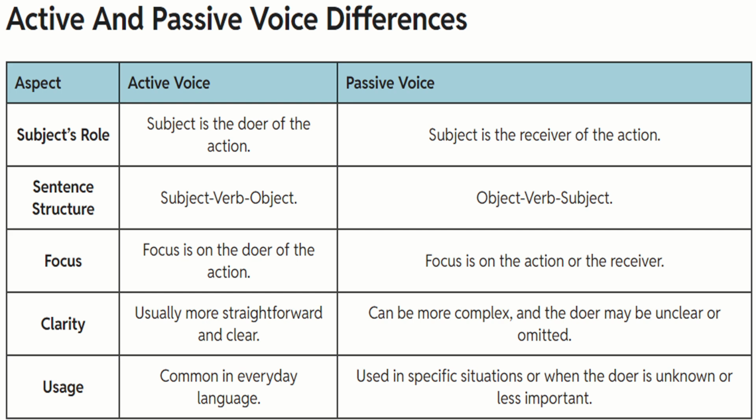Focus is on the doer of the action in active voice, whereas in passive voice, the focus is on the action or the receiver. In active voice, usually the clarity is more straightforward and clear. In passive voice, it can be more complex and the doer may be unclear or omitted. As we see, active voice is commonly used in everyday language, and passive voice is used in specific situations or when the doer is unknown or less important. You can pause the video and note down the aspects and the differences between active and passive voice.